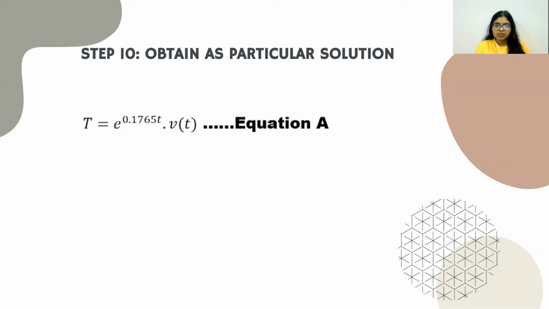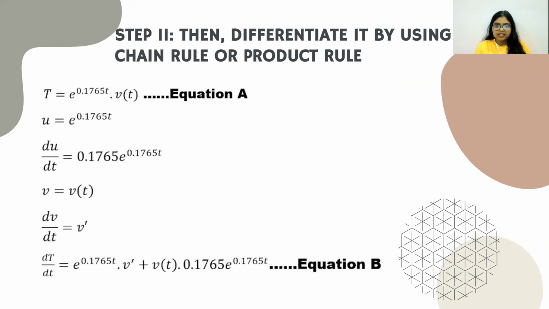Moving on to step 10, which is to obtain a particular solution. Using the equation that we got from step 9, we will multiply it by v(t). So temperature will then be equal to e to the power of 0.1765t times v(t), and this will be our equation A. Step 11 is to differentiate it by using the chain rule or product rule.